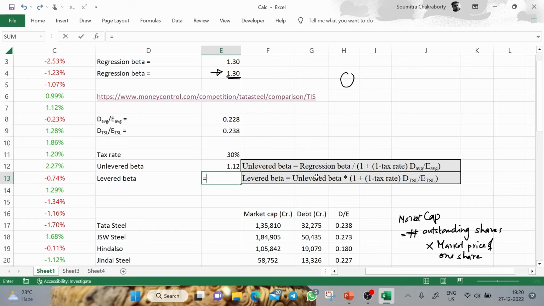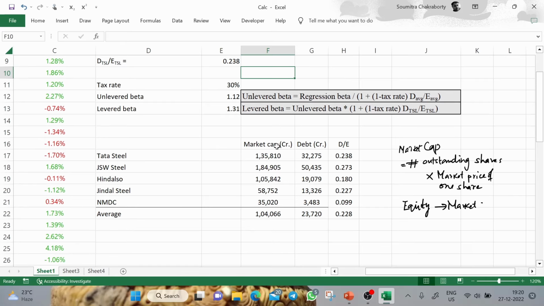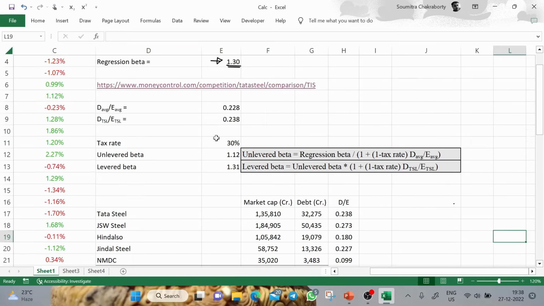So how to calculate that? Unlevered beta, that means this one, into 1 plus 1 minus tax rate into this ratio. This will give you the levered beta, that means 1.31. Now what is the tax rate? Tax rate is basically the marginal tax rate. Now we have assumed that the tax rate is 30%.